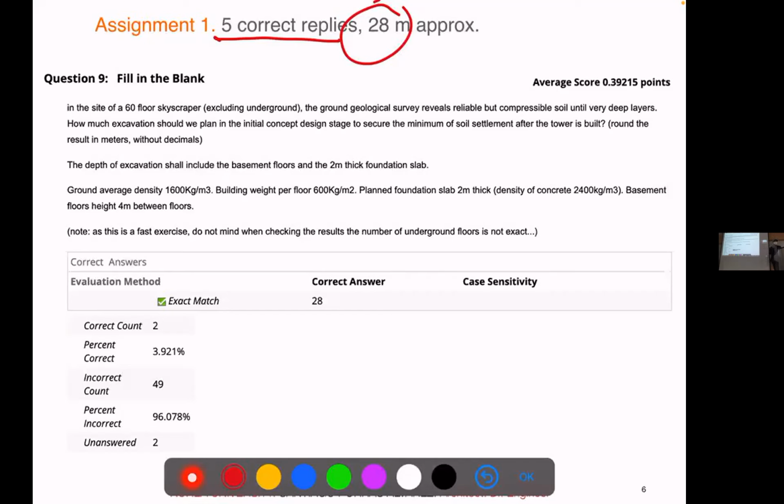Yes. But Blackboard is not artificial intelligence at all. To reply, you have to put just 28. If you put 28 meters or approximately 28, Blackboard doesn't understand. So you have to go by hand, one by one, and I have to correct your score. So officially it's just 2 correct, but actually 5 say 28.